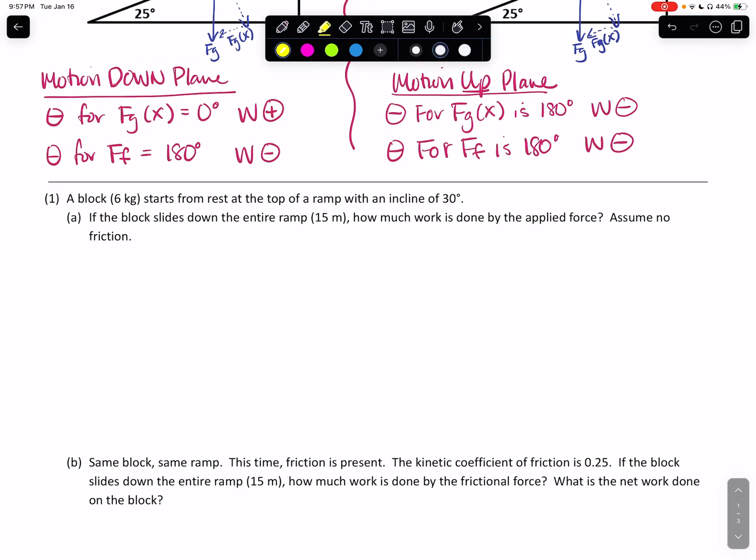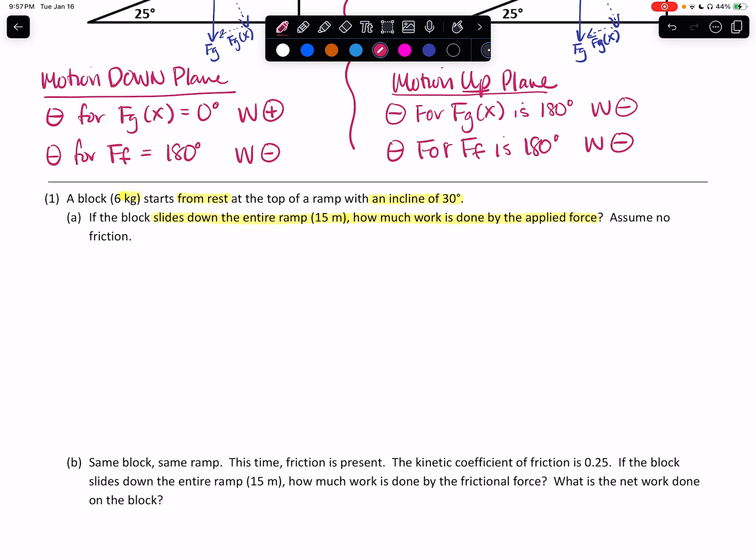All right, we have a block, 6 kilograms, that starts from rest at the top of a ramp with an incline of 30 degrees. If the block slides down the entire ramp, 15 meters, how much work is done by the applied force? Assume no friction.